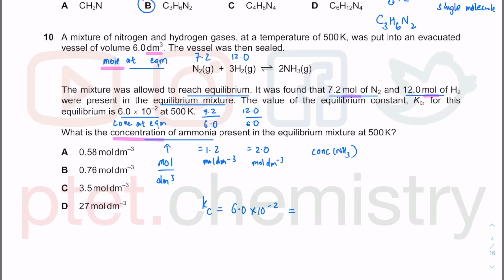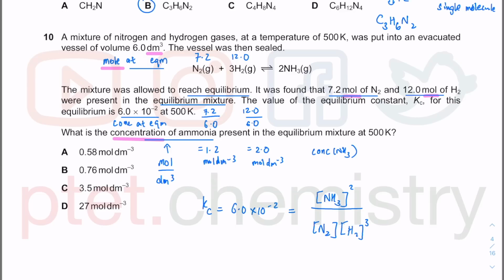This is equal to the concentration of the NH3 squared divided by the concentration of N2 to the power of 1, because there is only 1 in front of it in the equation. There is 2 in front of the NH3 in the equation. And now at the bottom, I also have the concentration of H2 to the power of 3, because I have 3 in front of the H2 in the equation.